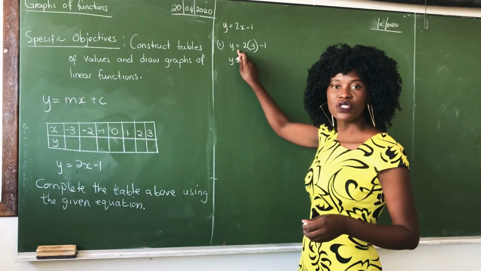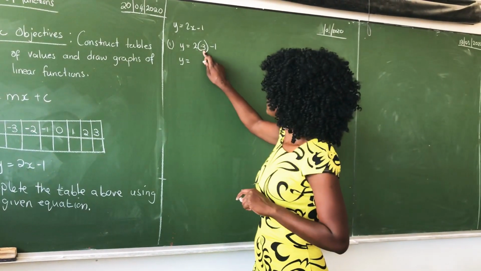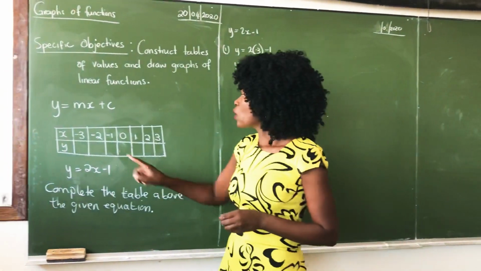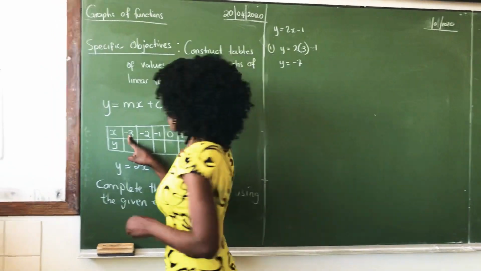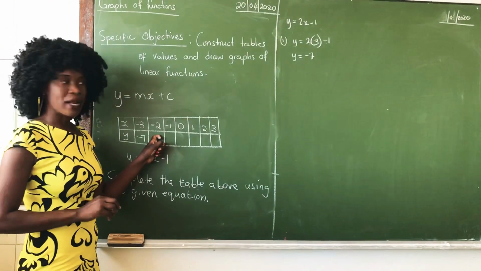So we calculate this: 2 multiplied by -3 will give us -6. And then -6 minus 1 will give us -7. So in other words, when x is -3, y will be -7. So we move on to the next column.